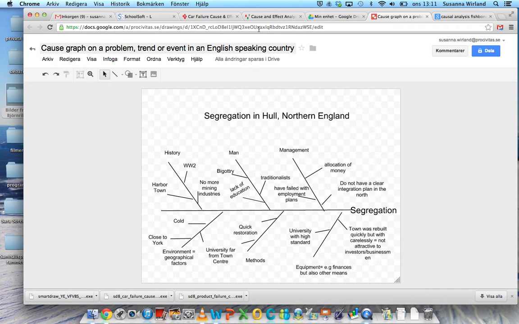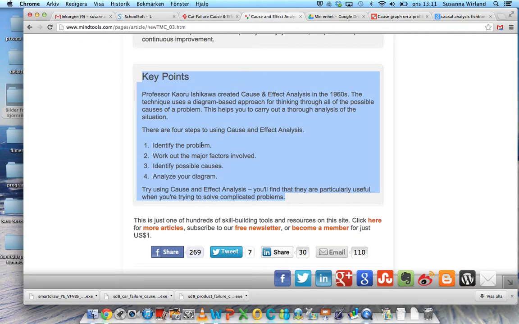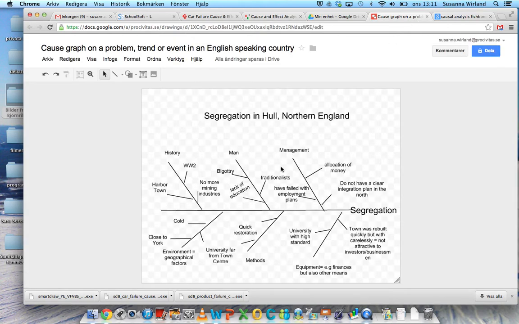If we then go back to the plan, I have identified the problems, I have worked out the major factors, and I have identified possible causes. Now it is time to analyze my diagram, and my step here is to look at what could be the three biggest causes of the problem that I would like to look into further. I would say that one of them would be history, because it has influenced segregation a lot. So I would choose to write about history, the historical perspective.